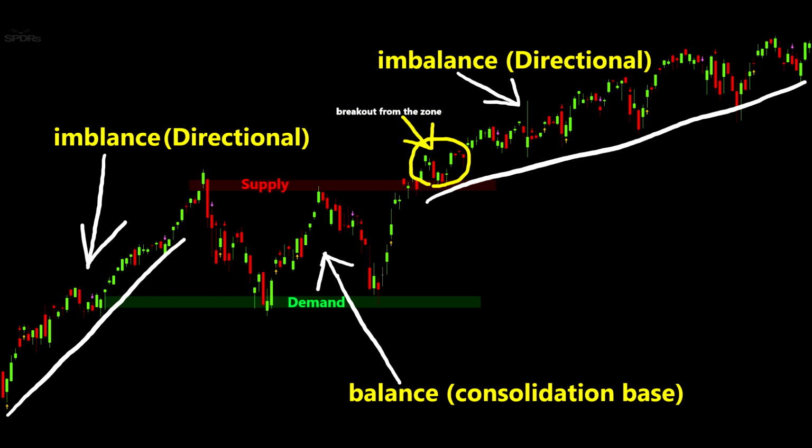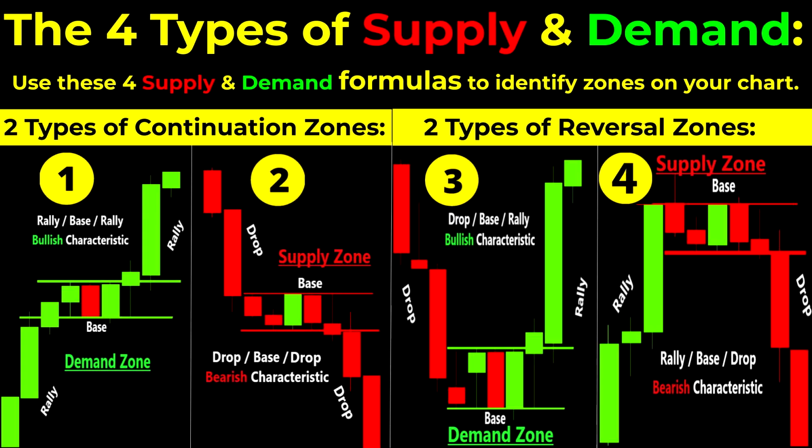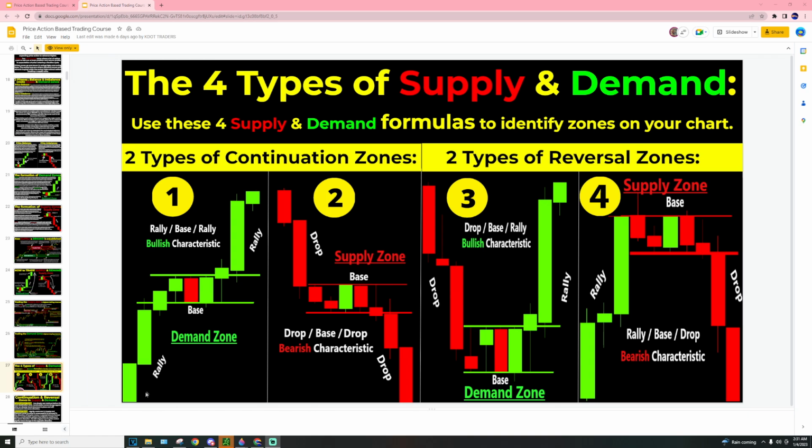There are four types of supply and demand. Here is a formula for all of the four. And keep in mind, what you're always going to see is massive candles. The massive and powerful candles signify imbalance. After every imbalance, price will begin to consolidate, creating a range, which is the balance. Let's take a look at these four formulas of supply and demand.